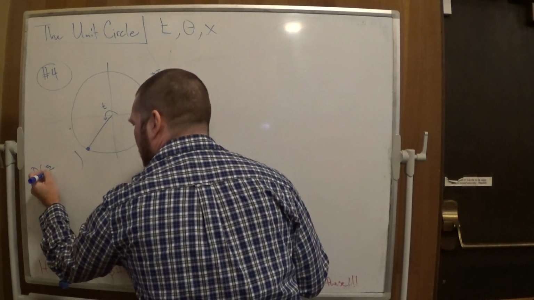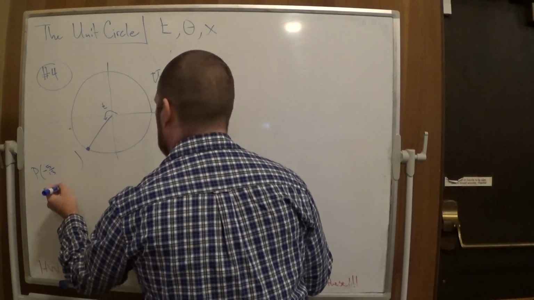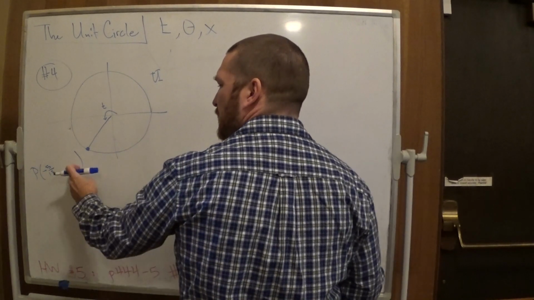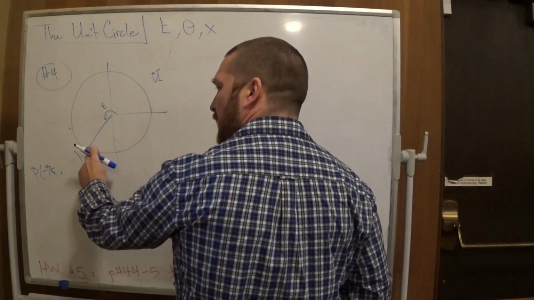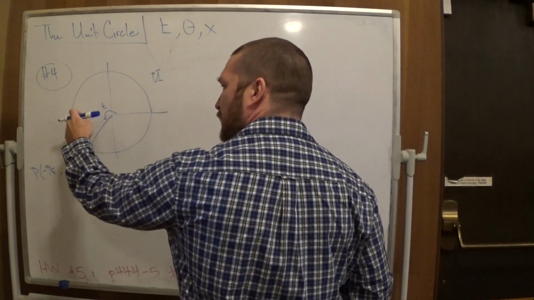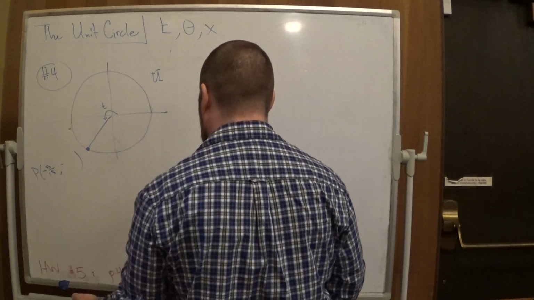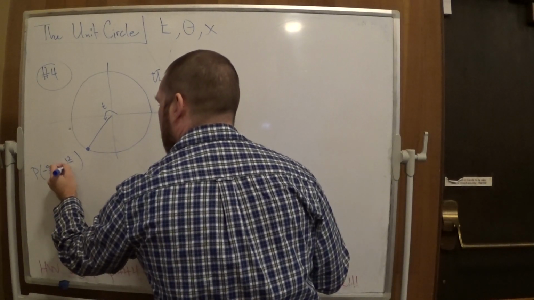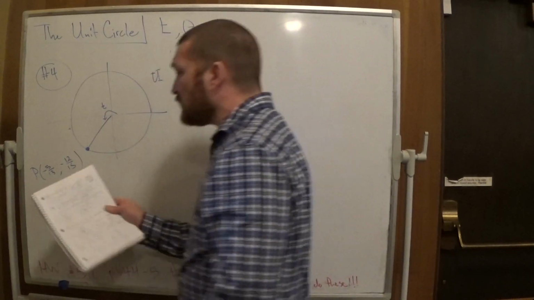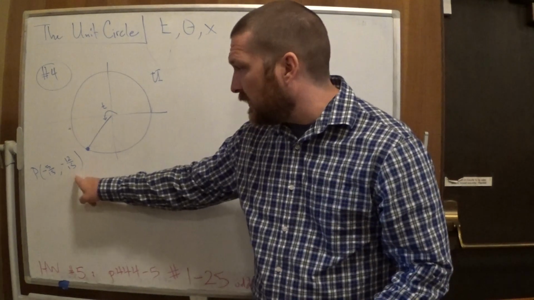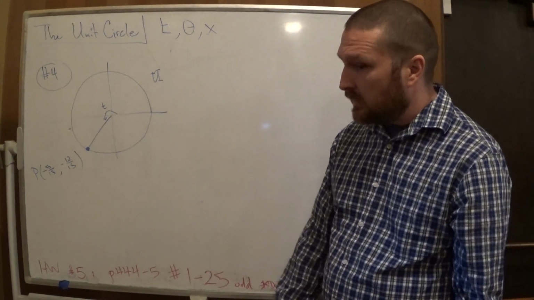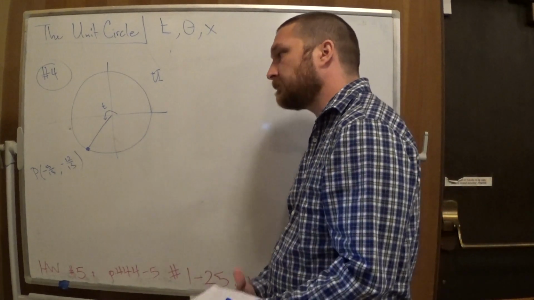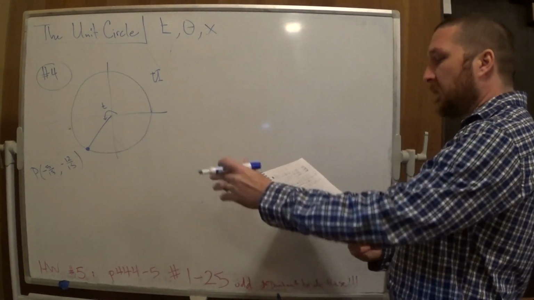So negative 5/13. Should the next one be positive or negative? Negative. Should be negative, right? Because we're talking about the y value. It's below the x-axis, so it should be negative. And it's 12/13. And if you're so inclined, you can use the Pythagorean theorem to find that if you square that and add it to that squared, you do indeed get big fat 1, which is nice. But we don't need to do that.